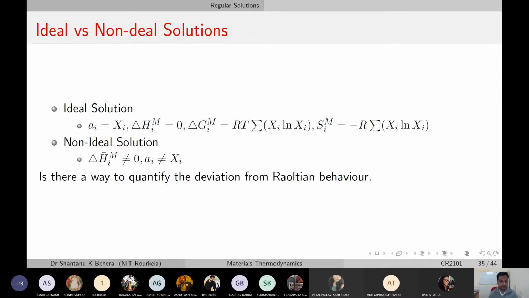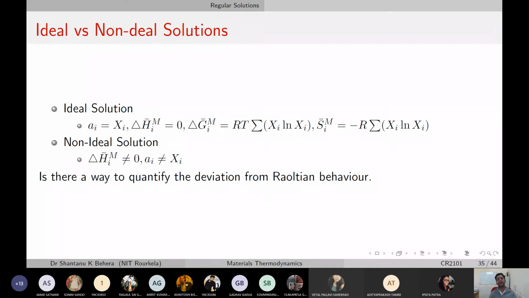And when we talk about solutions which don't obey Raoult's law, that's the deviation from ideality, where the change is that the activity now is not equal to the mole fraction, right? And you relate this with a_i equals gamma_i x_i, a term called the thermodynamic activity coefficient, that comes into play. And unlike in the ideal solution, the enthalpy change upon mixing is non-zero. That means there is some kind of interaction that happens between A and B, and that's the reason it doesn't obey Raoult's law.